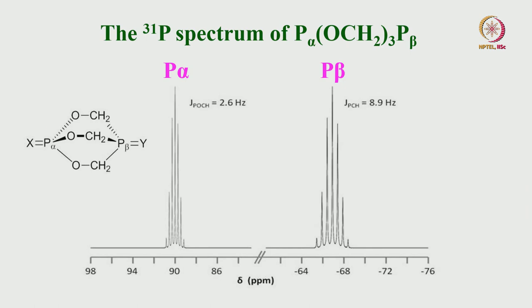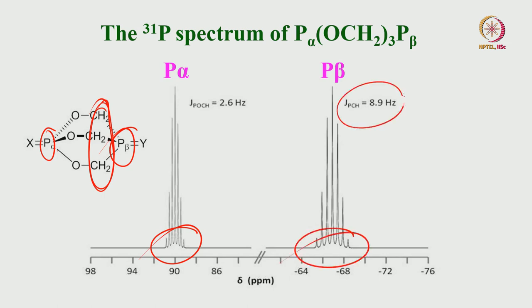But there are two phosphorus, P alpha and P beta. See, this P alpha can couple to all the 6 protons which are equivalent. It will be a 7 line pattern from the same 2nI plus 1 rule. And P beta also can couple to all the 6 chemically equivalent protons, giving a 7 line pattern. But the coupling strength is slightly different. This is close to 9 hertz. This is close to 2.5 hertz.